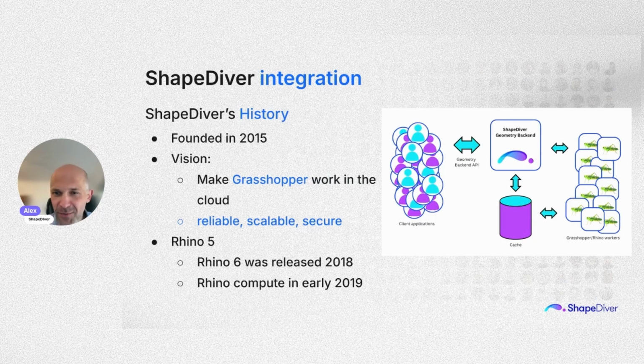So history: we founded ShapeDiver in 2015. There is an interesting anecdote, because even before we founded ShapeDiver, we already had conversations about whether to run Grasshopper in the cloud with Dimitri. So our initial mission was to make Grasshopper work in the cloud in a reliable, scalable, and secure way. We got that done in 2016, way before Rhino 6 or Rhino Compute was out, and nowadays run geometry backend systems based on Rhino 6, still there, Rhino 7, Rhino 8, and let's see when Rhino 9 is coming.